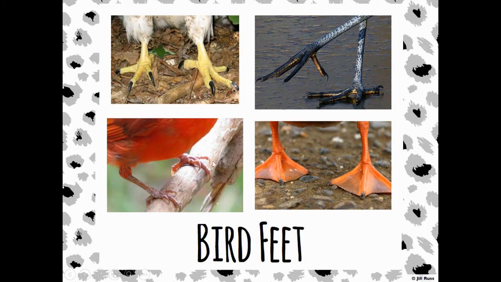This bird is a perching bird, and they have a single rear toe back here called a hind toe to help it grasp the branch. This bird has webbed feet for swimming, like a duck and a goose. So each one of their feet tells me a little bit about the bird.